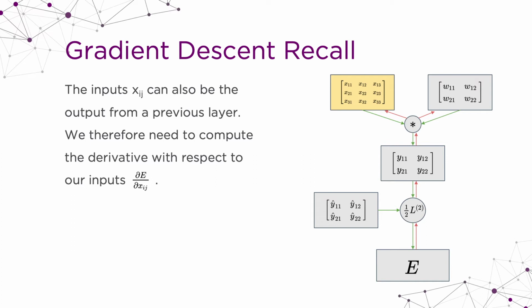And therefore, if we constructed our graph, it would be much larger than this. And this input here would actually be connected to other weights that we would have to tune. So we would have to take into account the derivative of here as well. So building our graph, we follow our derivative. We computed the derivative with respect to our weights. And now we're going to compute the derivative with respect to our inputs xij.